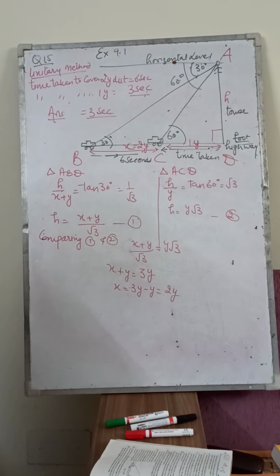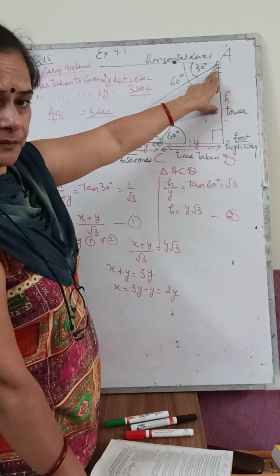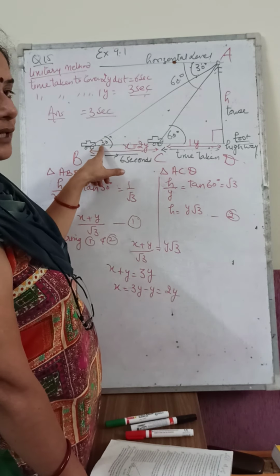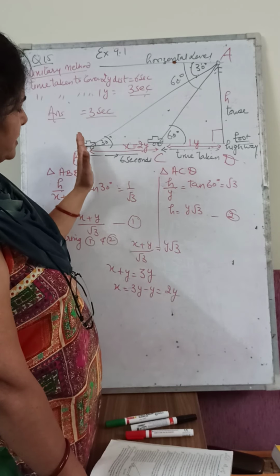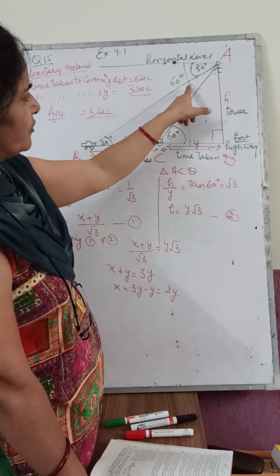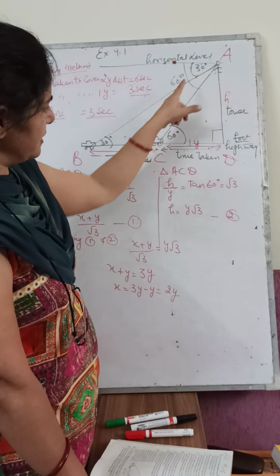Again I am explaining it. The man is standing here on the top of the tower. He is observing the car at an angle of 30 degree. This car is moving towards the foot of the tower. After some time, the angle of elevation becomes 60 degree. The two right angle triangles are there.